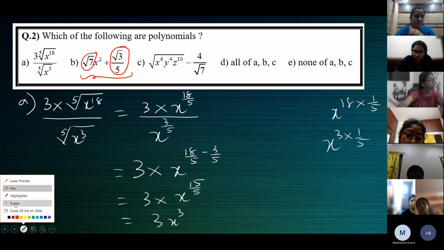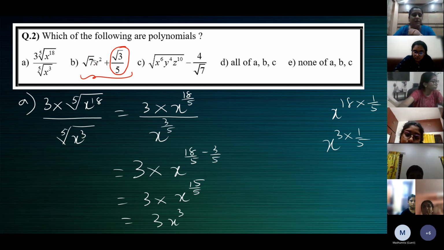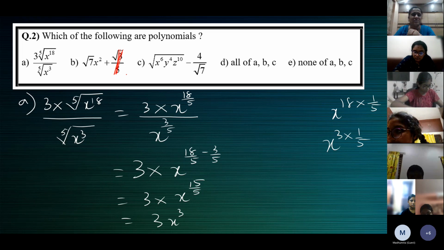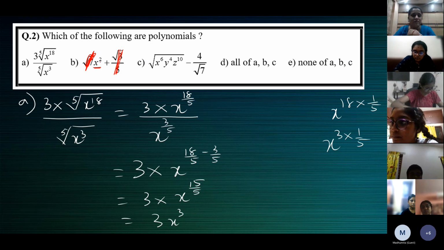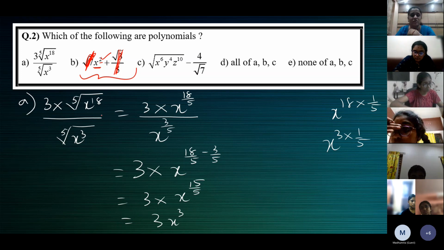In the second expression, that is the expression in B, this is a constant. So we are not checking at this. It's a constant. Leave that. This is the coefficient. Remove it. This is the variable. Its power is 2. It is a whole number. It is a polynomial. That's all.